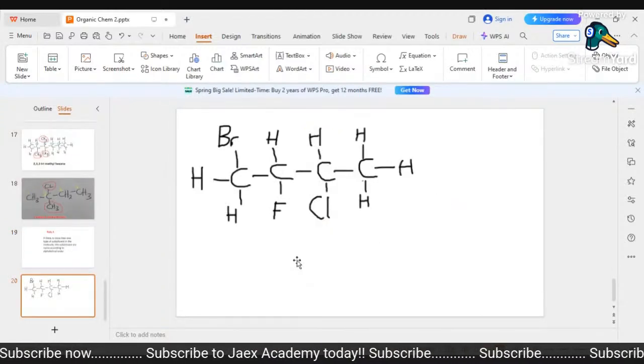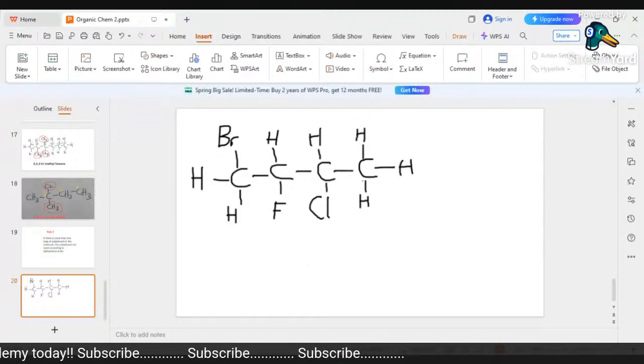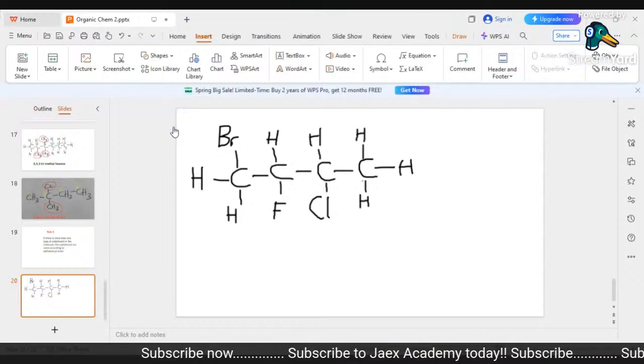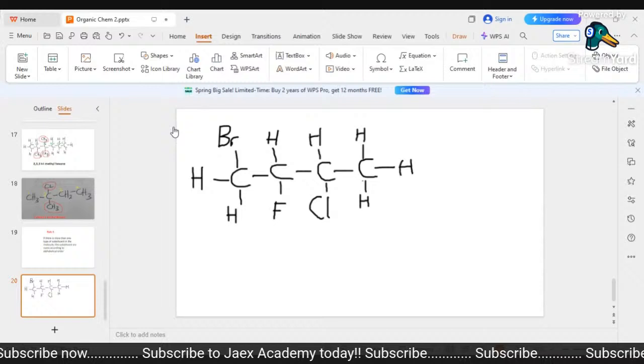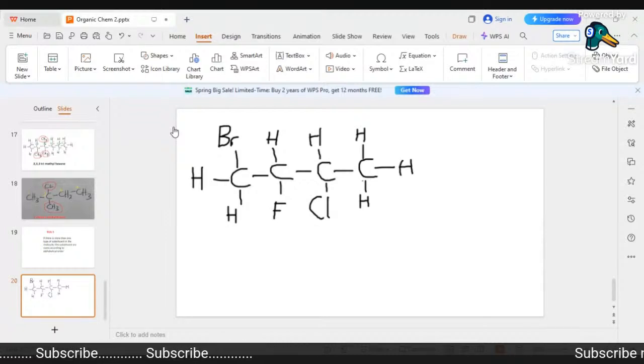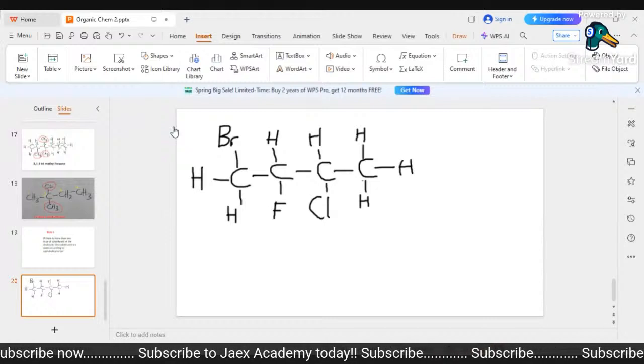Okay, if you really understood what I just said, answer. This compound is 2 chloro 2 methyl butane. Remember, alphabetical order first. Watch your screen. If you understood what I just said, name it. Remember, follow alphabetical order.